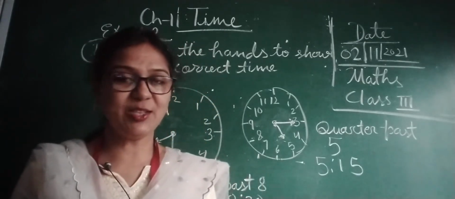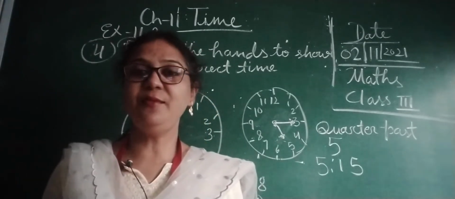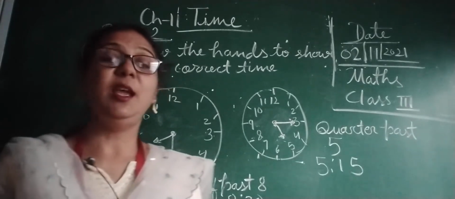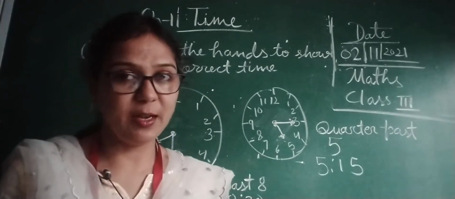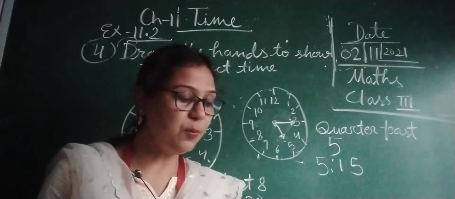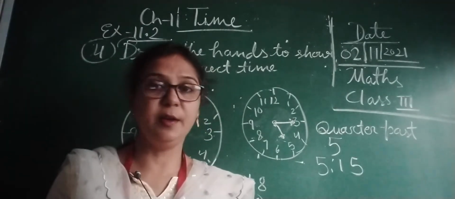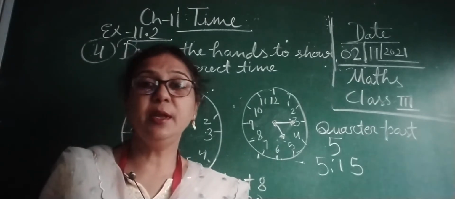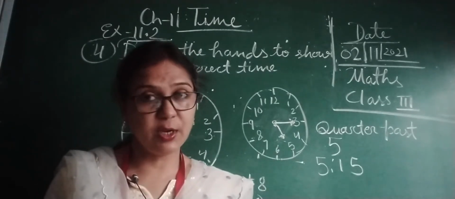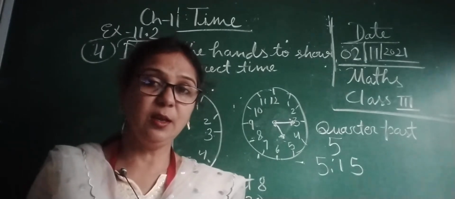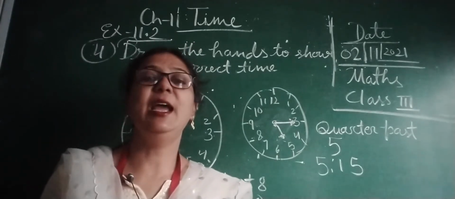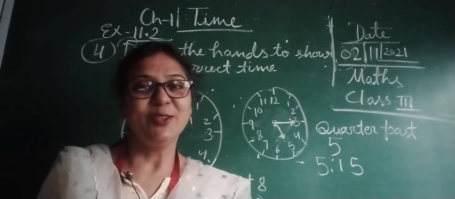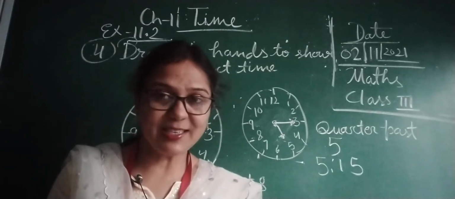Children, this is your maths video class and we are studying time. This is your chapter number 11 in your perfect composite mathematics. Okay, and we were on page number 160. We were doing exercise number 11.2, fourth question. And one question was left yesterday that I have given you for homework. So children, I hope you have completed.